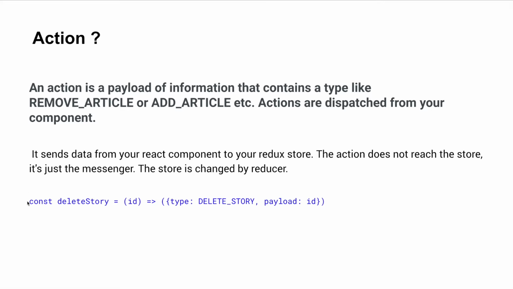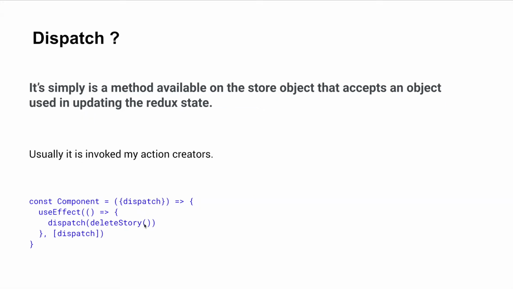So here we have a sample of an action, which is delete story. And the type delete story is the reducer that it calls. As we said, the store is changed by the reducer. So delete story here acts as a reducer, whereas delete story is an action invoked. So dispatch.